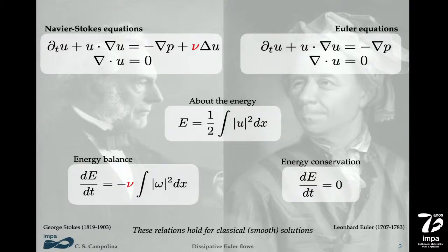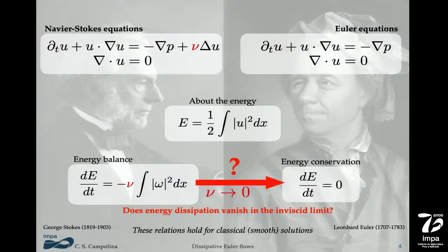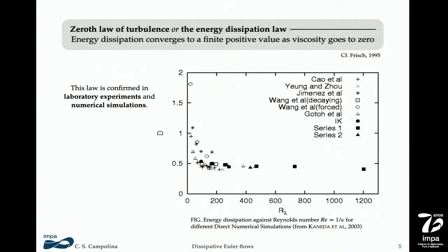A natural question is, does energy dissipation vanish in the inviscid limit? If we want to model turbulence from the Euler equations, and the Euler equations are conservative, this term goes to 0 when we send viscosity to 0. This is a very natural question from a mathematician, and the answer is no. And the answer comes from experiments, from physics.